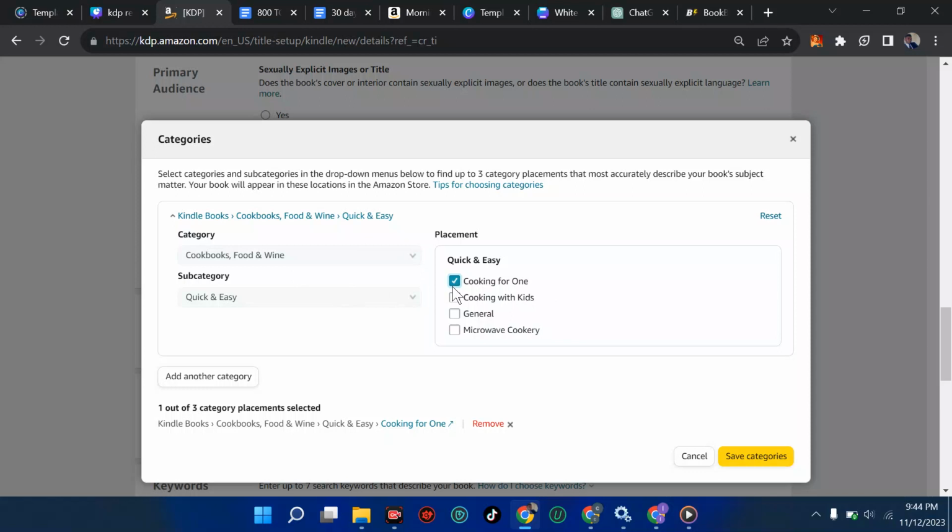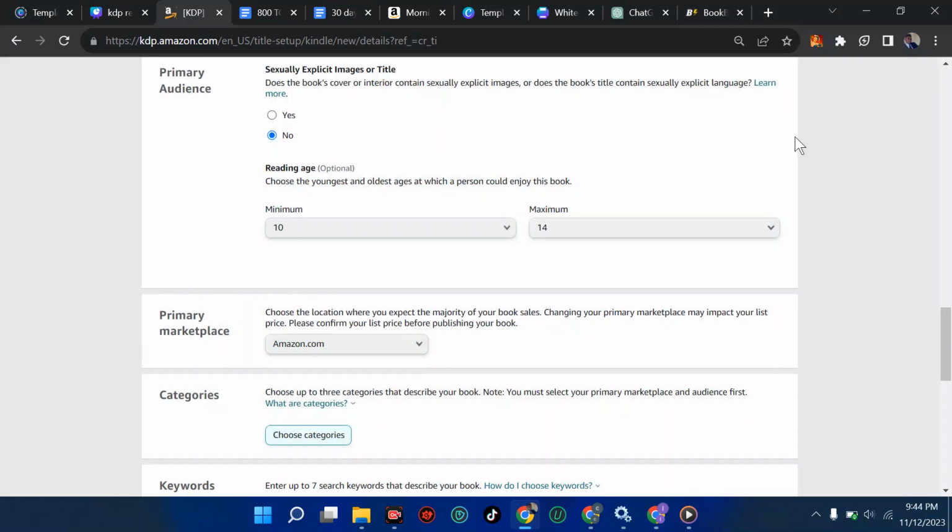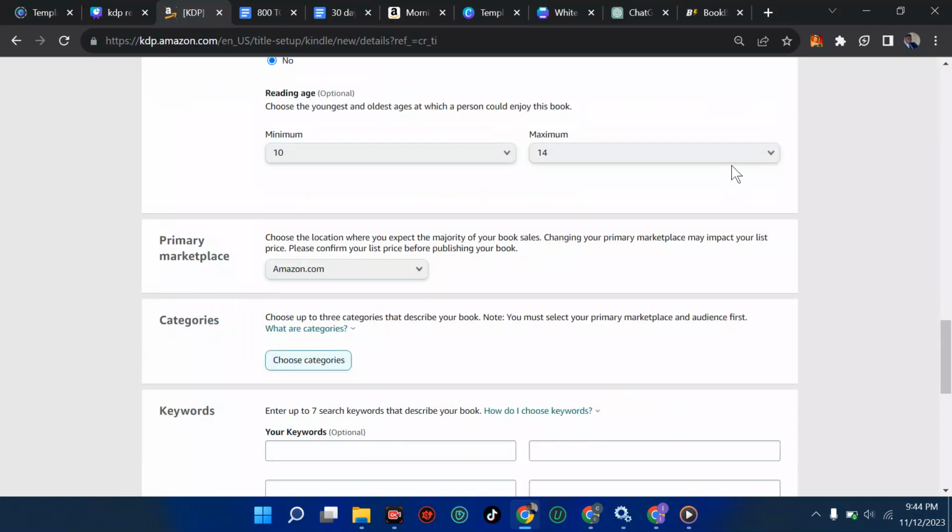Now, if you see cookbook, food and wine, quick and easy, cooking for one, with this alone, I can create my keyword. Very, very simple. Cookbook, quick and easy, cooking for one. And before you know, I have a very beautiful one. It means anyone looking for that will find it.